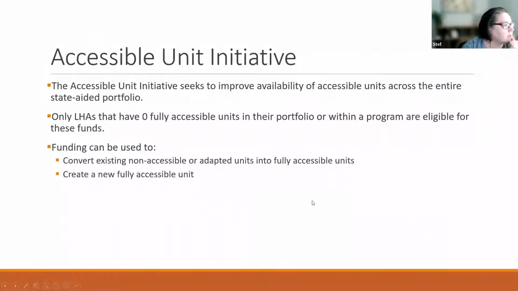And then the last one is our accessible unit initiative. Every once in a while, we have enough funding to really try to do a comprehensive accessible unit initiative. We would like to increase the availability of the accessible units across the state, and only housing authorities that have 0 fully accessible units are eligible for these funds. But we really, really do want to make sure that all housing authorities have at least some accessible units available for their residents.